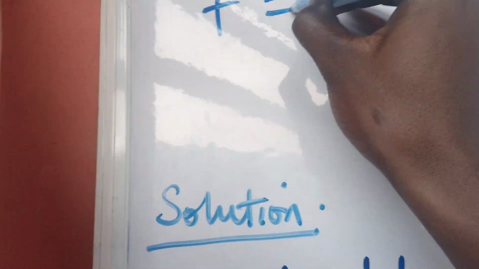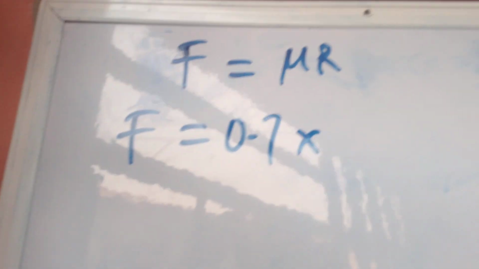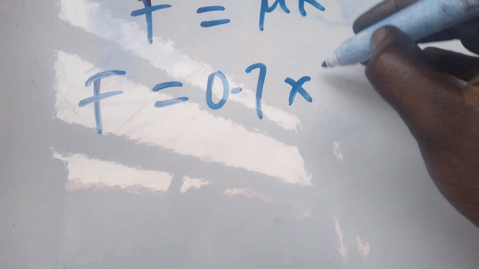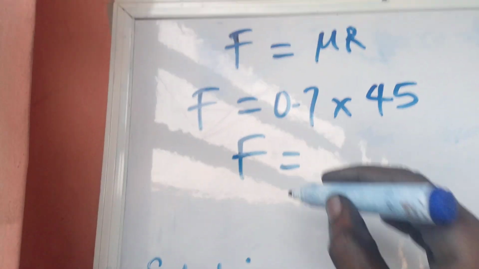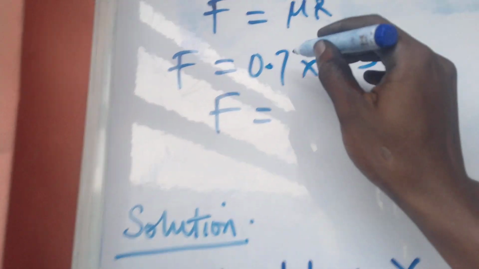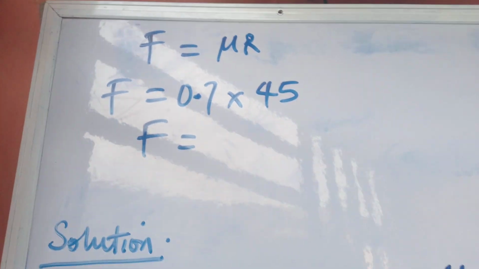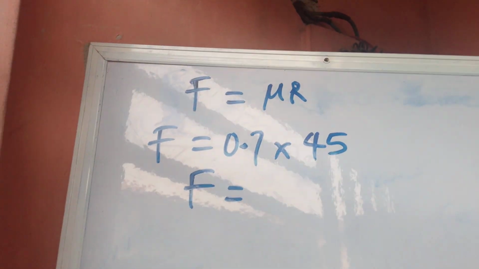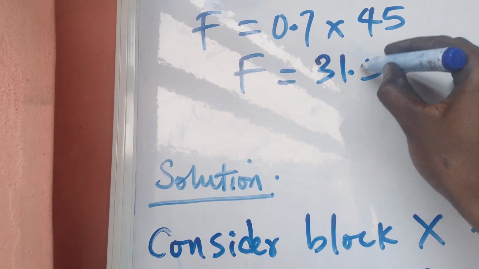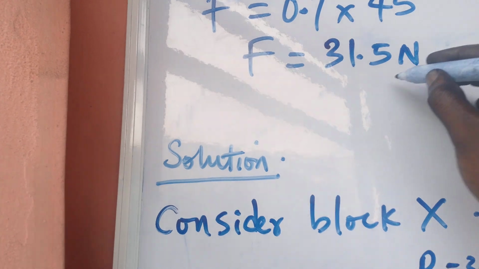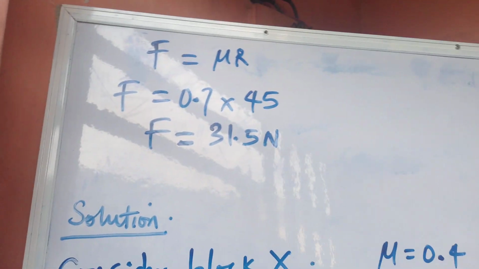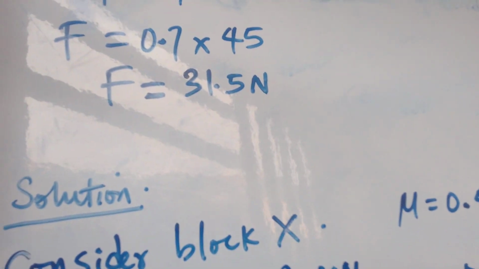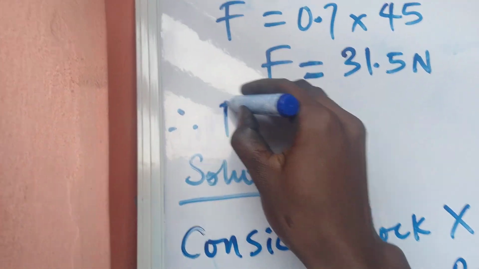So friction force will be equals to 0.7 times the normal reaction, which is 45. That means that my friction force F, if I multiply this, in place of mu I wrote 0.7. So 0.7 times 45 will give me, if I multiply this now, 31.5 Newton. That's the frictional force. It's 31.5 Newton.